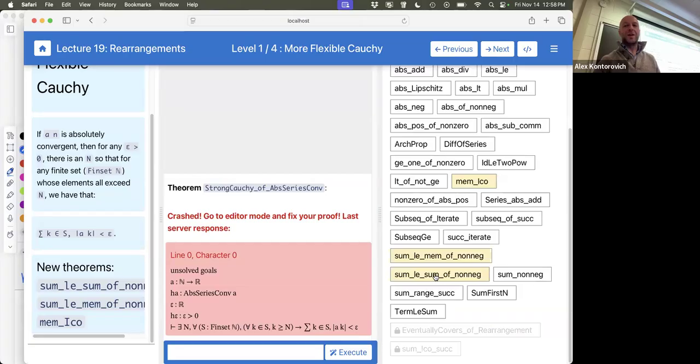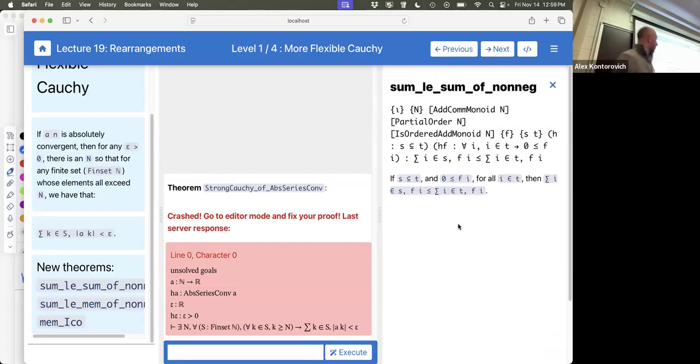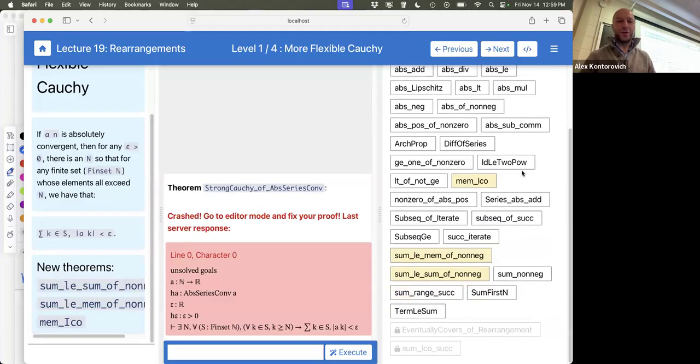Another one is sum LE sum of non-neg. The other theorem is a special case of this theorem where S is a singleton, so you don't have to convert back and forth. So if the terms are all non-negative, then when you sum over a subset, the sum can only get larger. All right, so I think you will be able to put those pieces together and solve this.